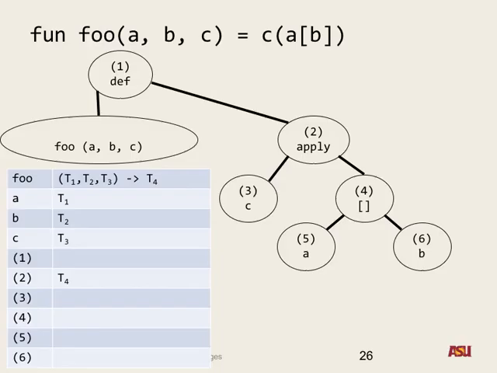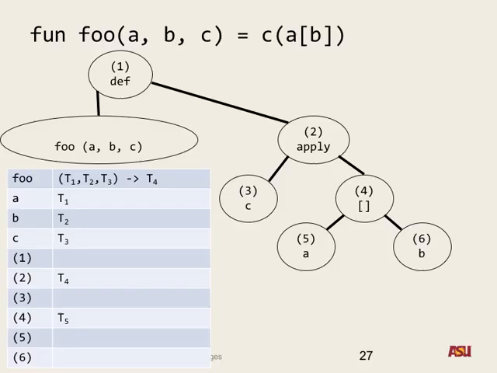So we see this 4, right? One of the things is, okay, there's no constraint on this parameter. This is a parameter that we're passing into the function C. So we'll give it some new type T5. We don't know what it is. We're going to say it's some new type T5.